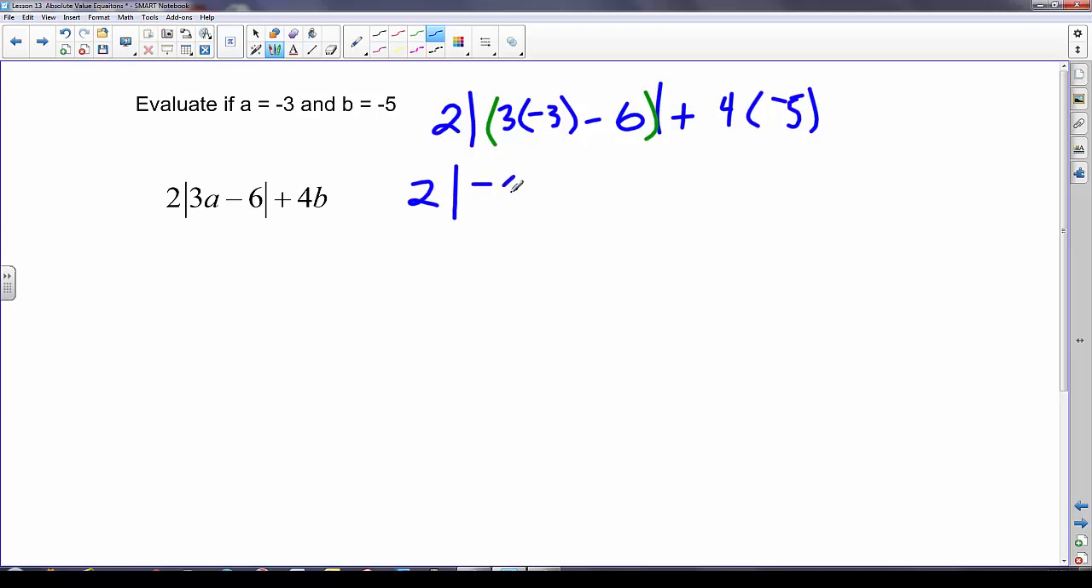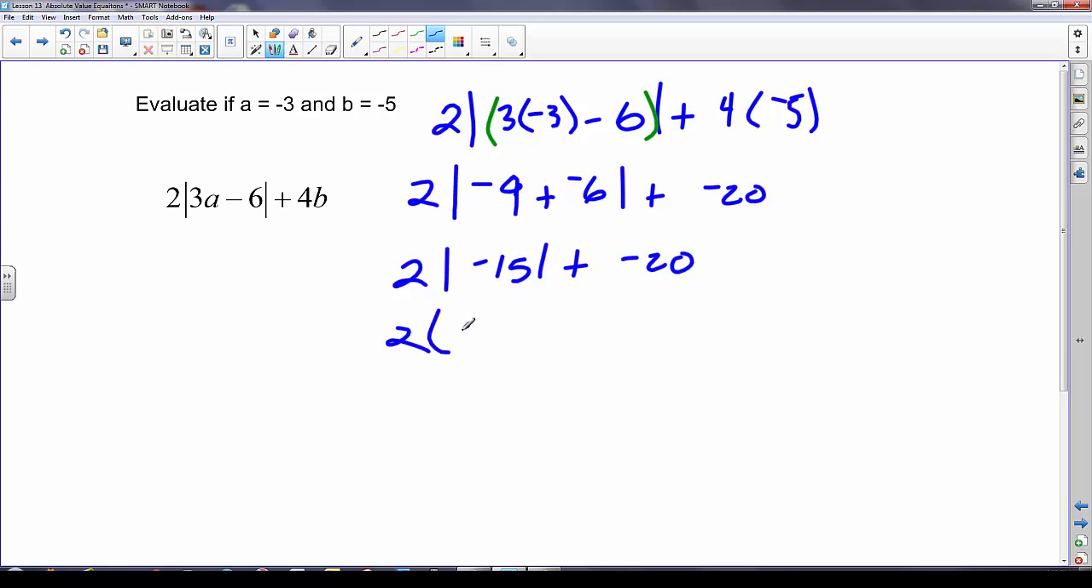So I have a negative 9, and instead of saying subtracting 6, I'm going to say plus a negative 6. It's all an absolute value. Plus 4 times negative 5 is negative 20. Simplifying the inside of the absolute value, negative 9 and negative 6 is negative 15. How far is negative 15 from 0? That's 15 units away. So the absolute value of negative 15 is 15, times 2, plus negative 20. 15 times 2 is 30. 30 plus a negative 20 is a positive 10.